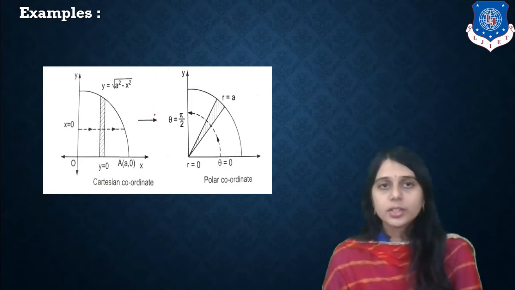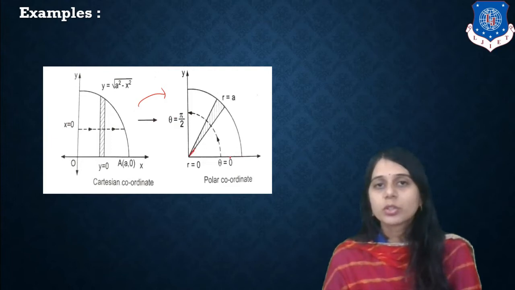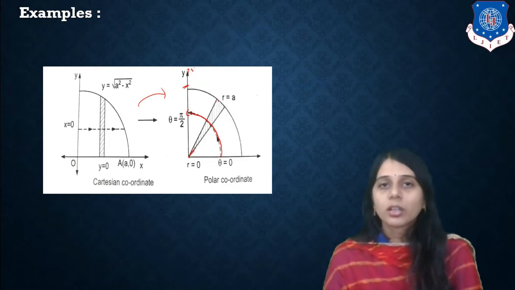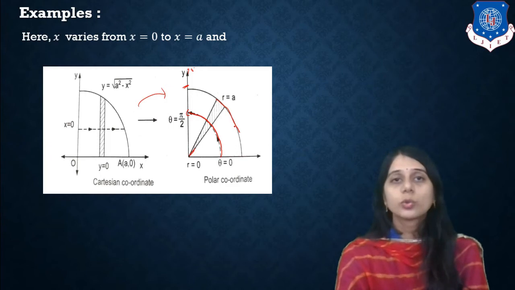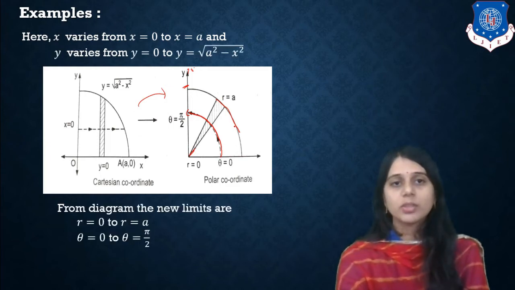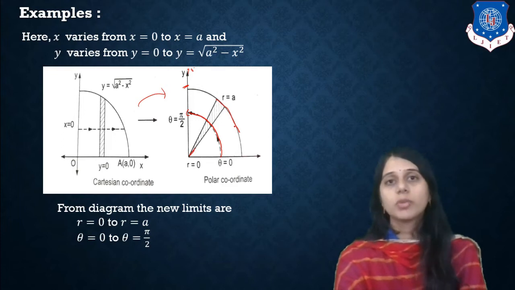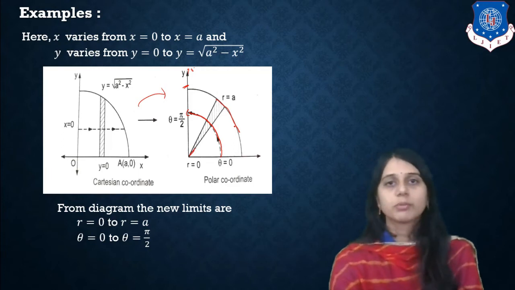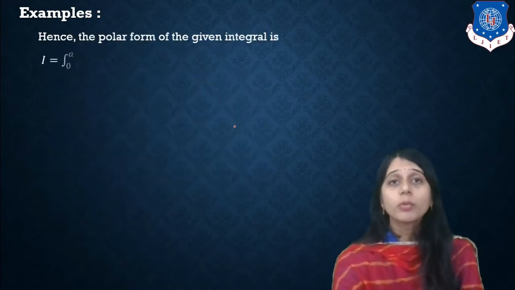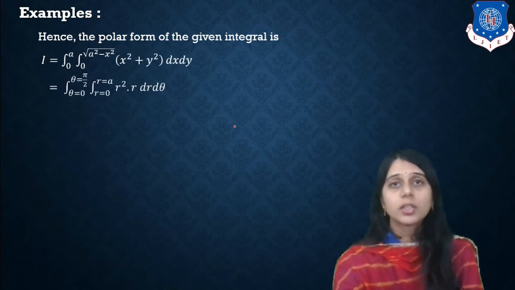If we convert this to polar coordinates, what is our theta? Theta is a pi by 2 formation, because it starts from 0 and goes to 90 degrees. So it is pi by 2. And what is r? R starts from 0 at the origin and covers the radius. It is r equal to a. Now x is 0 to a, y is 0 to under root a square minus x square. We get the new limits in polar form: r equal to 0 to a and theta equal to 0 to pi by 2.